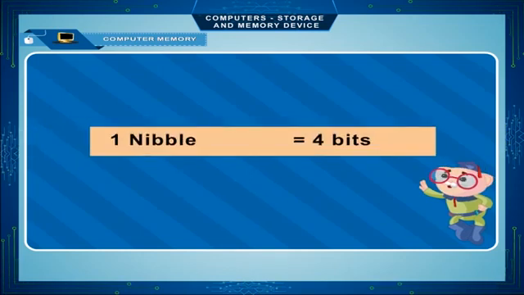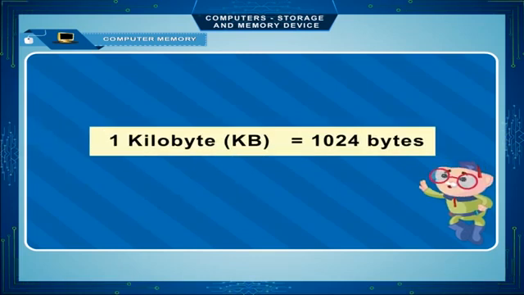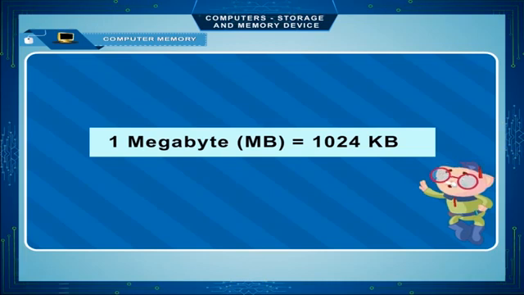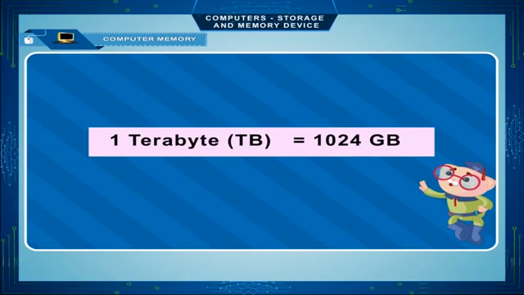1 nibble is equal to 4 bits. 1 byte is equal to 8 bits. 1 kilobyte or KB is equal to 1024 bytes. 1 megabyte or MB is equal to 1024 KB. 1 gigabyte or GB is equal to 1024 MB. 1 terabyte or TB is equal to 1024 GB.